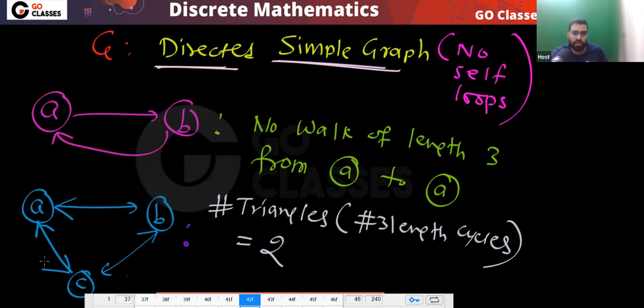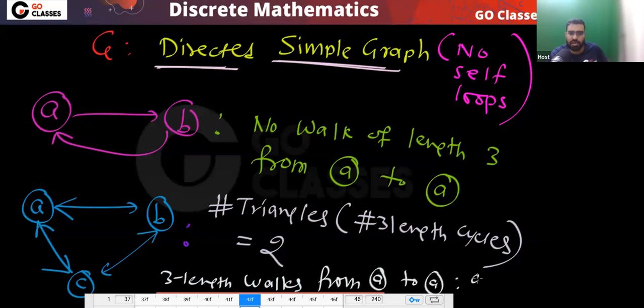How many walks from A to A? How many three length walks from A to A? Tell me. The answer is only two. You can either go like this or you can go like this. The answer is two. Is this clear? Akash, Himanshu, Mavit, please tell me, is this clear?